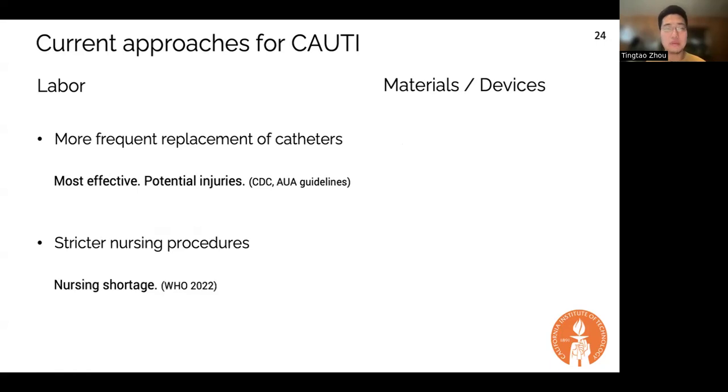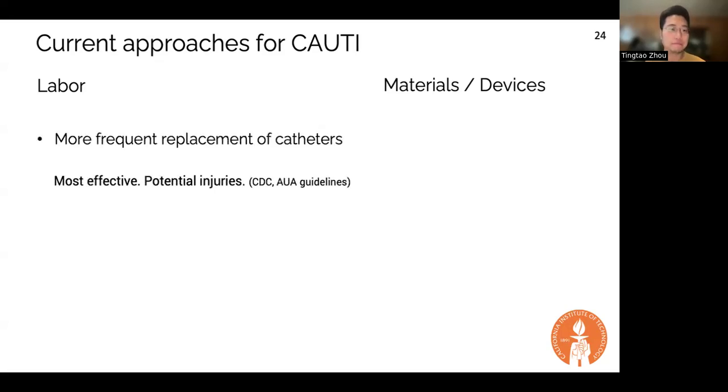However, we can only push it to a certain limit. First of all, these catheters have a material cost, and you also need nurses' labor to do it, right? And we are always in shortage of nursing power. And besides, if we replace the catheters too much, that by itself is quite a painful experience for the patient, and it can also cause mechanical damage to the patient's urinary tract. So we cannot do that too often.